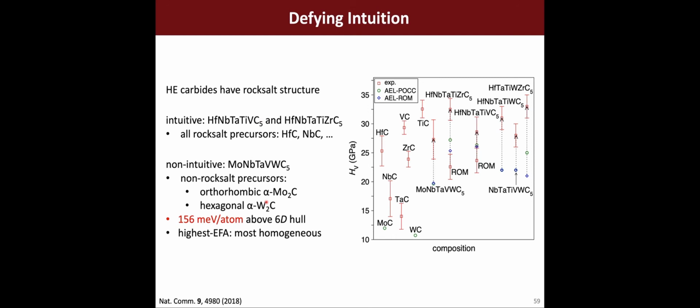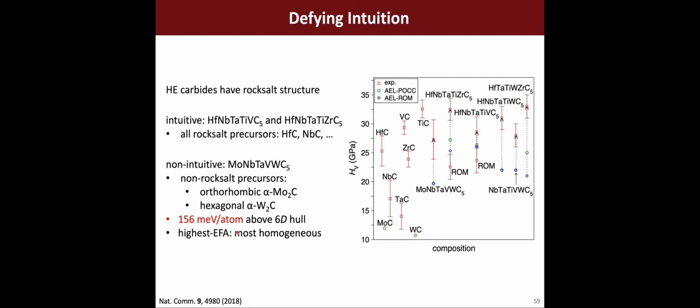It has so much disorder that it overcomes this enthalpic penalty, which is this very high distance to the hull. So there's so much disorder that it overcomes the enthalpic penalty. And from the epsilon parameter that we had earlier, the highest EFA also tells us that it's the most homogeneous system.